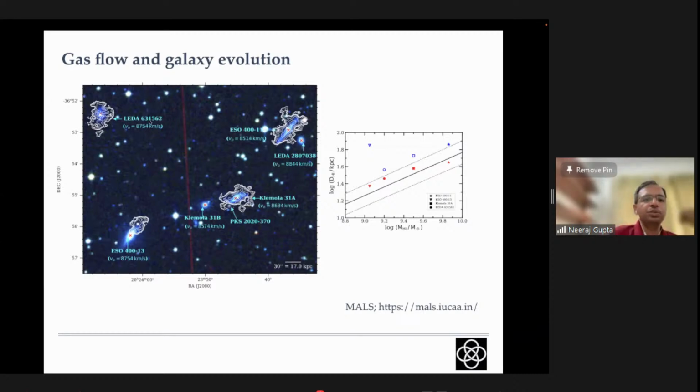So don't go by these velocities, right? This is just the line of sight component. They may be moving very fast tangentially, in the plane of the sky, and that component we are not able to measure. So this is an explanation based on the morphology of the galaxy.